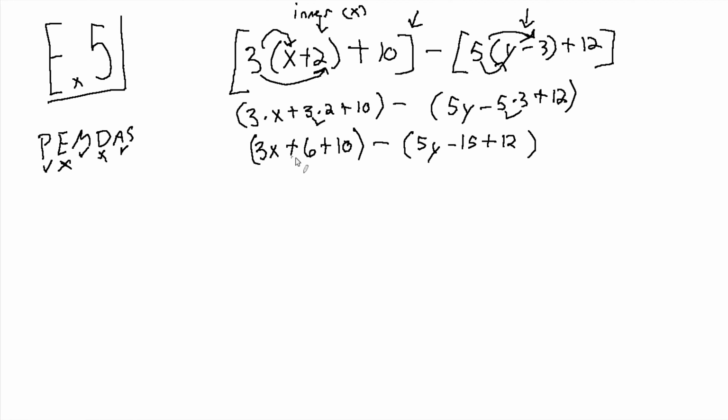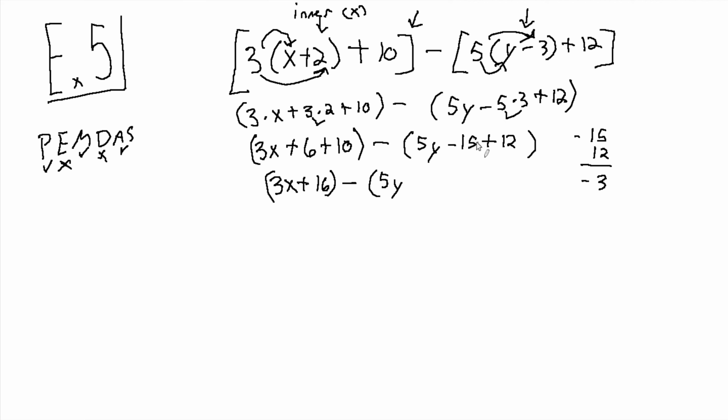You don't have any division. You don't have any exponents. Go ahead and add the like terms together. 6 plus 10 is 16. You have 3x still, minus the y and the other numbers on this side. Now we do negative 15 plus 12. The answer will be negative since negative 15 is bigger.